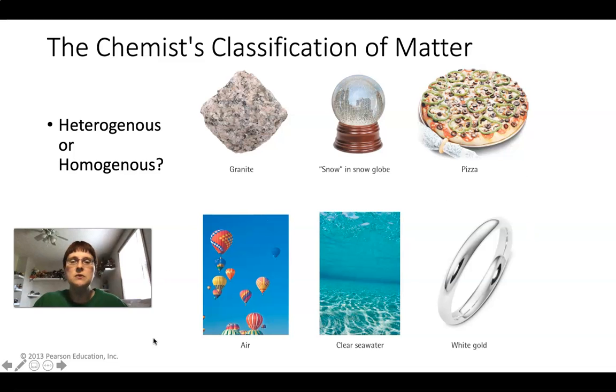Versus the homogeneous ones that are down on the bottom, where you cannot see the different components of the mixtures. So for example, the air is going to be made up of a lot of different gases. The water is going to be made up of, yes, water, but it's going to have different salts and minerals dissolved in it, which we cannot observe. And then white gold, I mentioned in a previous video, is made up of gold and palladium. It's an alloy. And so it's not easy for us to be able to see those two materials because they've been mixed together.